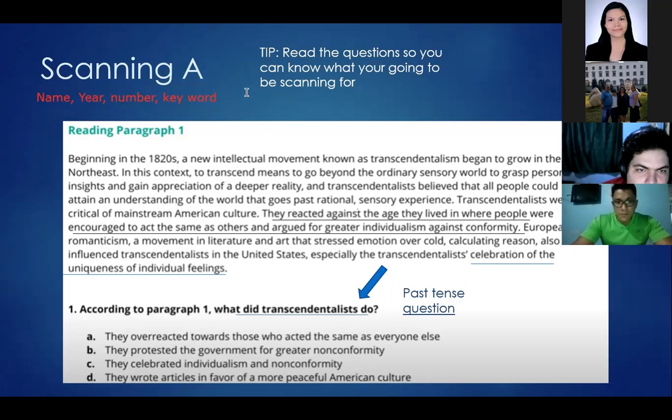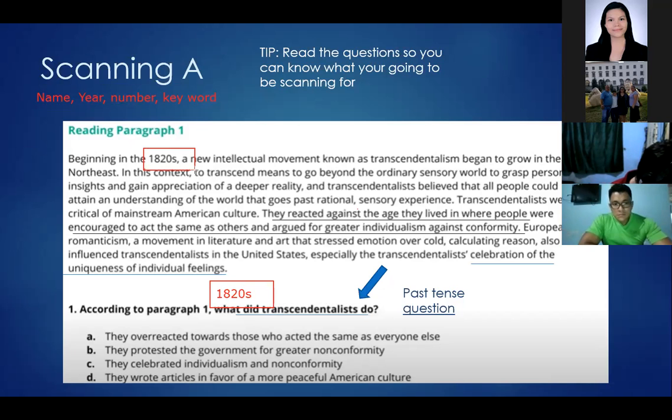For example, digamos que mi pregunta aquí dice: what happened in the 1820s? I'm like, oh okay, I have to look for information from the 1820s. So if my question is about 1820, I have to look at the paragraph. Yo voy a buscar ese número, voy a buscar ese año, 1820. So that's going to help me. Excellent. It's scanning, we're looking for specific keywords.